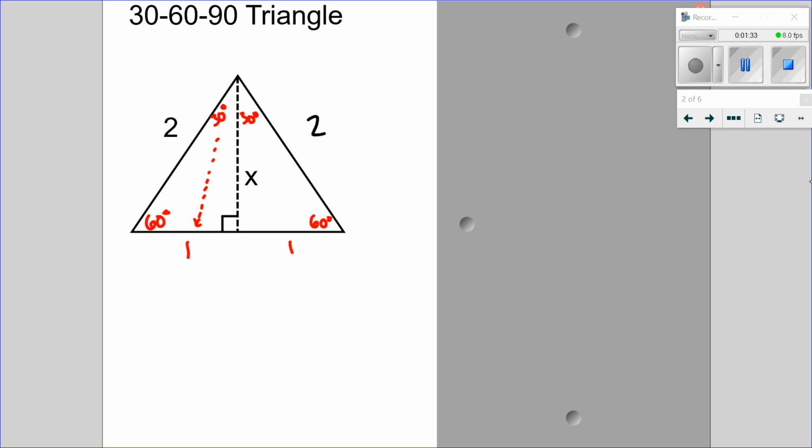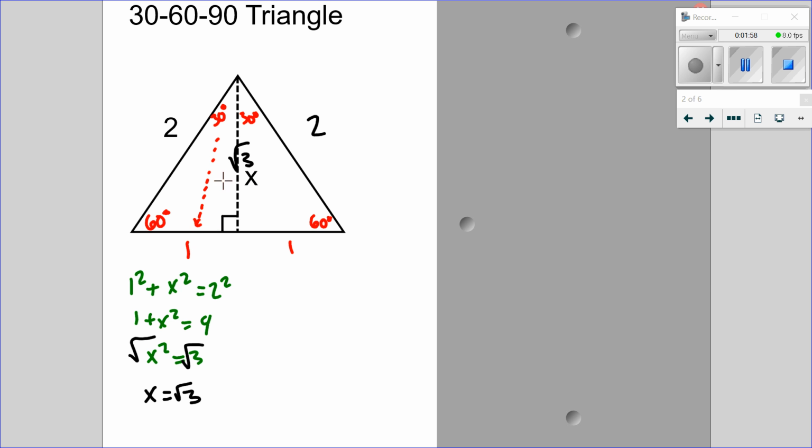But this x length is what we really want to attack now. So I can use the Pythagorean theorem. I get 1 squared plus x squared equals 2 squared. So 1 plus x squared equals 4. I subtract the 1 to the other side, and it says x squared equals 3. I take the square root of both sides, and x equals the square root of 3. That side right there, then, its length is the square root of 3.